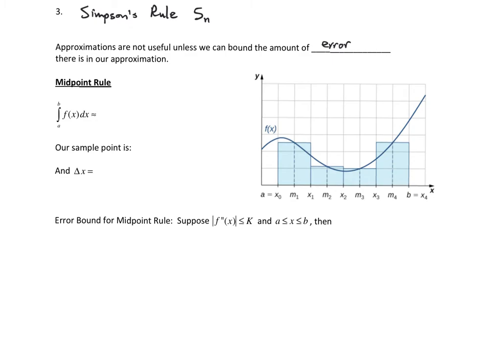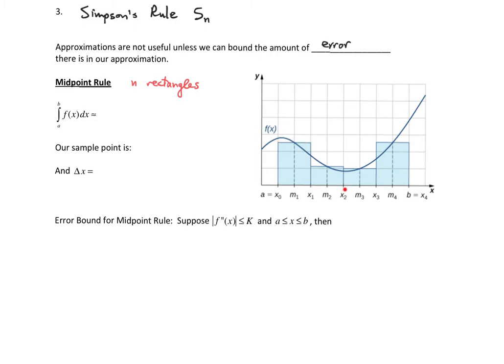Okay, so with the midpoint rule, we're still approximating with rectangles. So we're still going to have n rectangles. And if you look at the picture I have on the right over here, I actually have 4 rectangles. So here's the first rectangle, here's the second rectangle, here's the third rectangle, and here's the fourth rectangle. All right. And what you'll notice about these 4 rectangles is I don't evaluate at the left endpoint. I don't evaluate at the right endpoint. I'm actually evaluating at the middle of each subinterval.